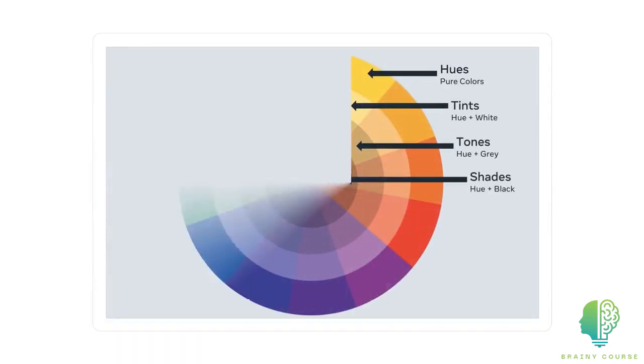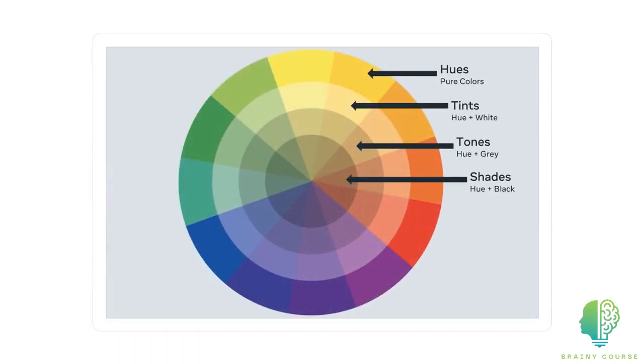Tint is when a color is made lighter by mixing it with white. And tone is the process of muting a color by adding gray. Shade is the next element, and this is when you create a shaded version of a hue by adding black. This graphic is an example of hues, tints, tones, and shades.